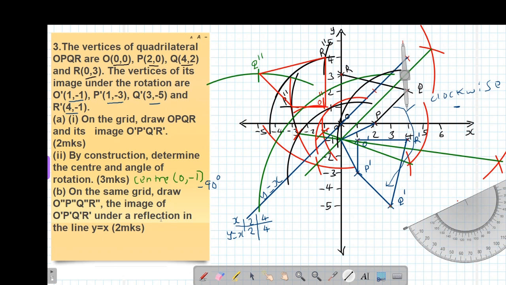So this is a reflection through the line y equals x. So in our next lessons, we'll be looking at further examples.